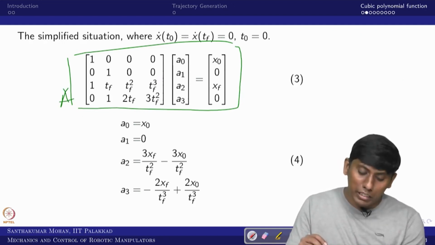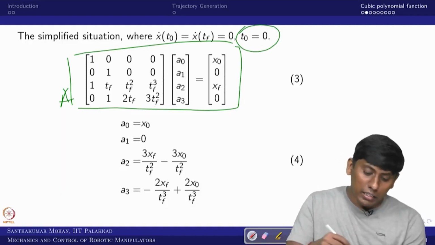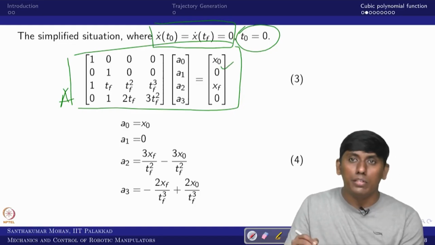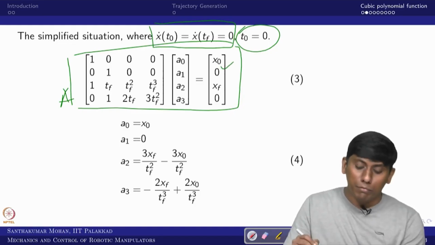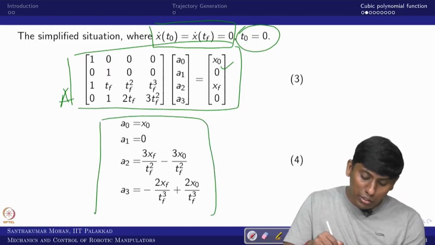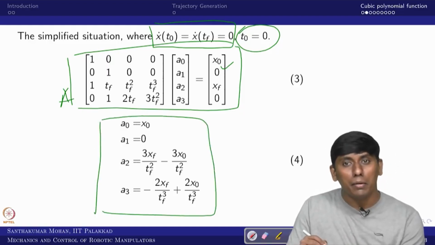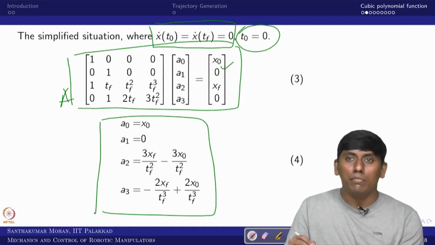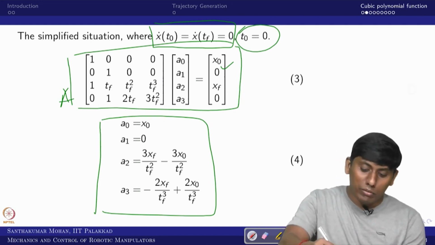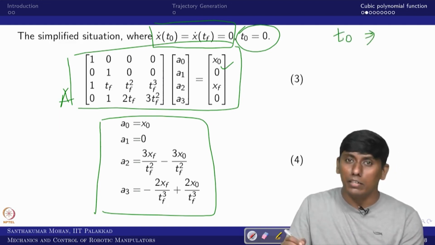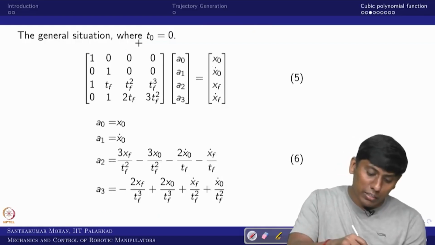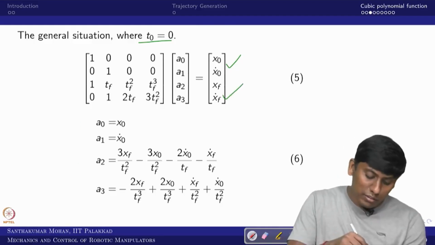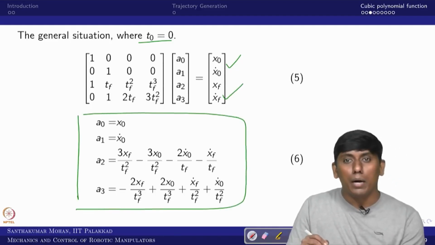For making a simplification, I assume t0 is 0 and initial velocity and final velocity are 0. So x dot of 0 and x dot of f both are 0, which gives a0, a1, a2, a3 in a simplified manner. The same way, you can even put non-zero values, but t0 we can always make 0, because we can bring in t0 at the end wherever it is required. So you can assume x dot of 0 and x dot of f exist, and then a0, a1, a2, a3 are obtainable in this way.